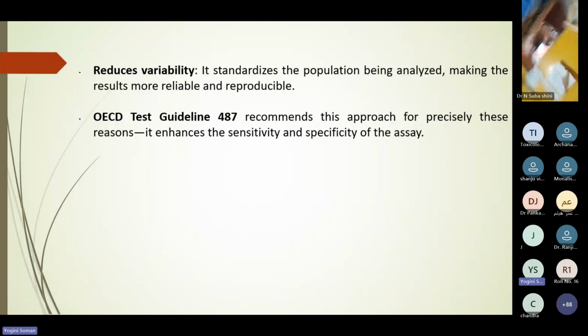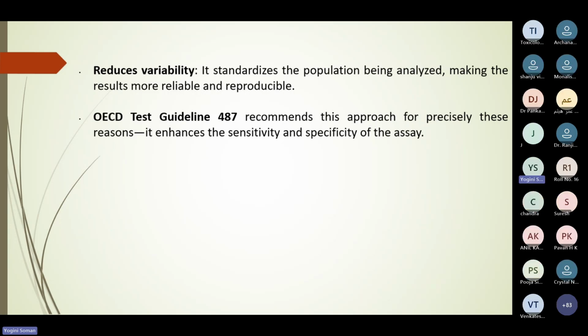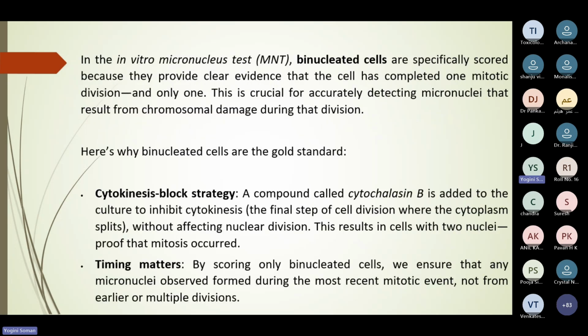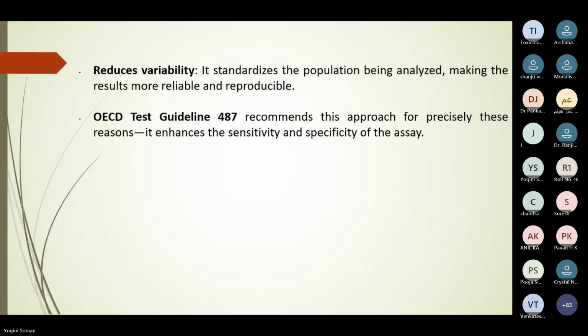The third reason is that it reduces the variability. It standardizes the population being analyzed, which makes the results more reliable and reproducible. And the fourth reason is the OECD test guideline 487 recommendation. 487 recommends this approach precisely for these reasons, because it enhances the sensitivity and specificity of the assay. For that reason, we have only included binucleated cells for the evaluation.